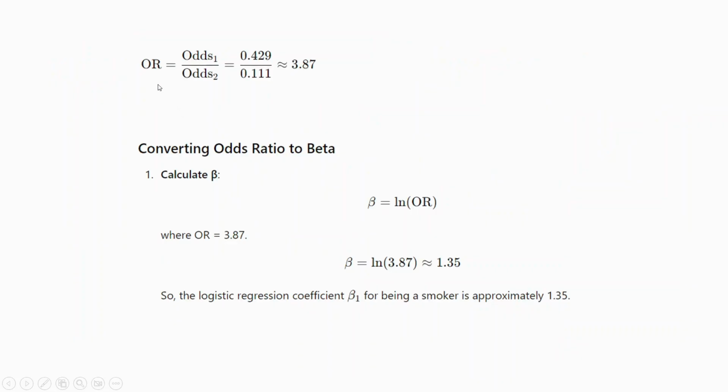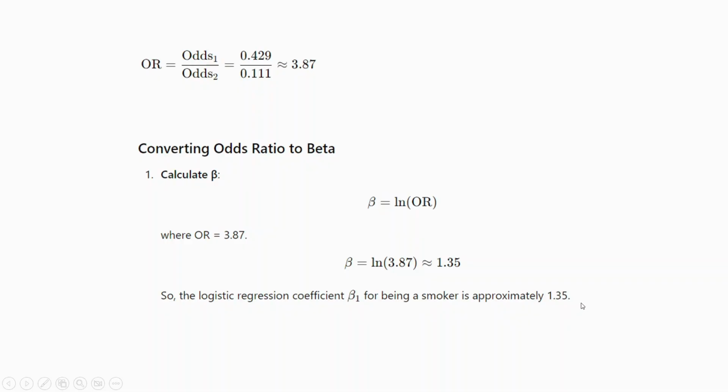Now we have the odds ratio, 3.87. Can we calculate the beta coefficient? Yes, it is very simple. Beta is equal to ln OR. Now substitute the value of OR. So beta is equal to ln 3.87, which is equivalent to 1.35. So the logistic regression coefficient beta 1 for being a smoker is approximately 1.35.